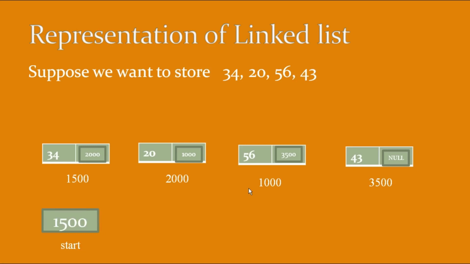So how to access this linked list? The linked list is accessed with the help of the address of the first node. So the address of the first node is stored onto some pointer. Suppose it is called start. So this start is a pointer which holds the address of the first node, which is currently 1500. So we can represent it with the help of the arrow.